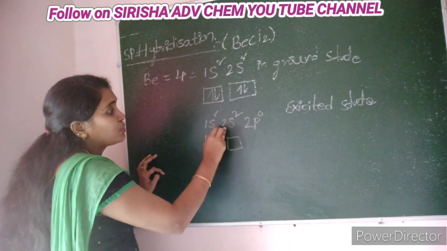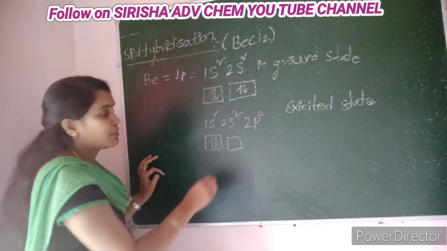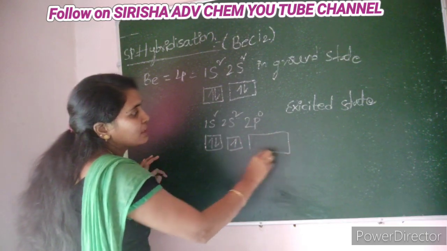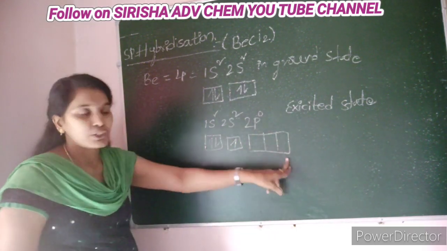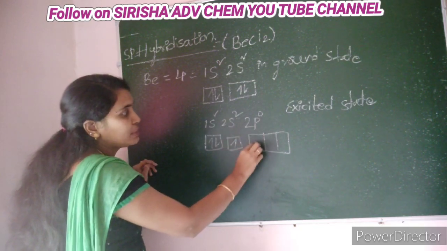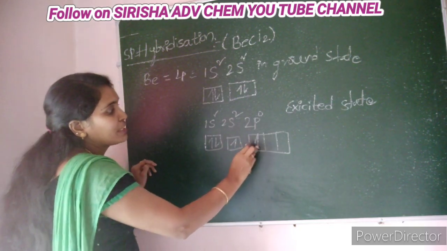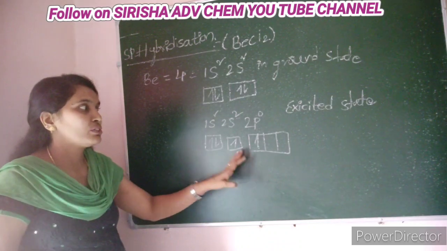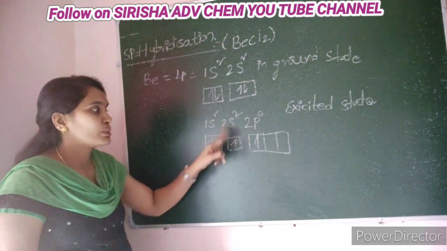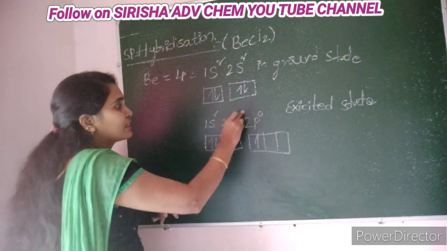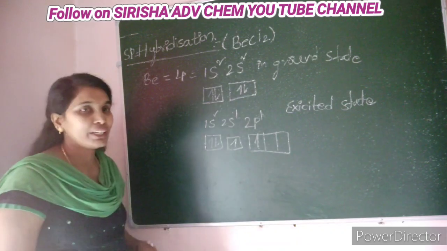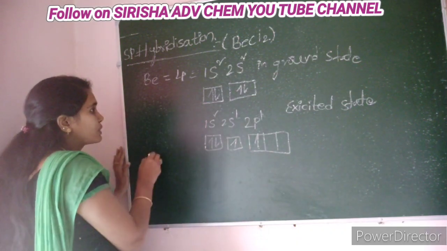Then 2s, how many electrons are there? 2 electrons are there. But 1 electron will remain here, and in the p orbital there were no electrons before, but now one electron shifted to the 2p orbital. So what is the configuration now? 1s2, 2s1 and 2p1. Okay, then we'll see chlorine now.